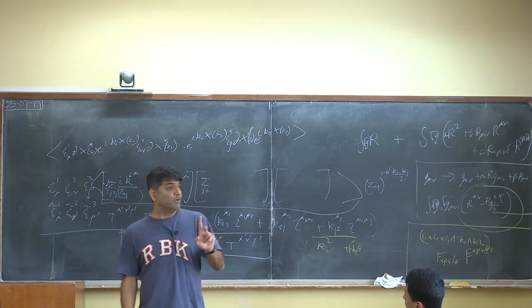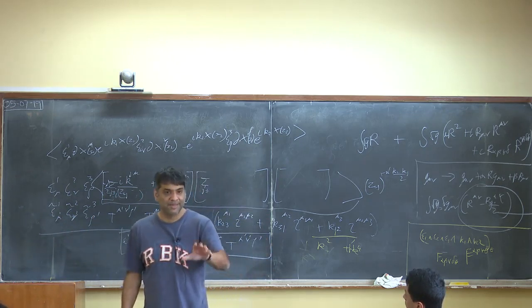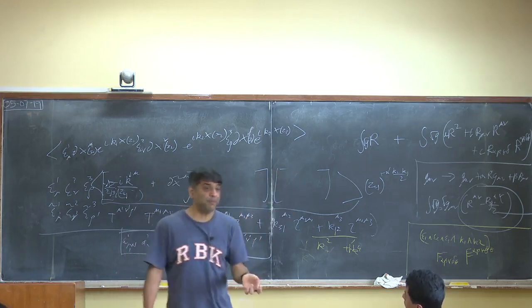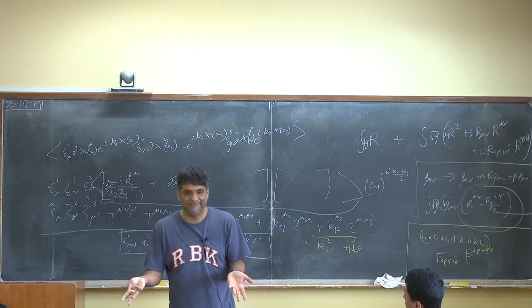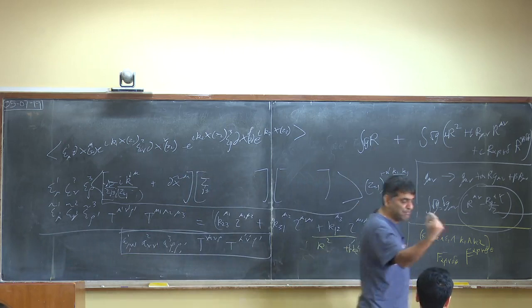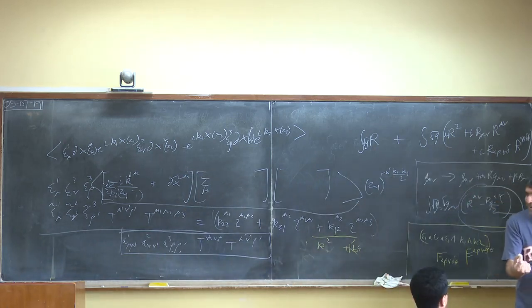But you know, when you have a 1 over k square, the coefficient of that has to be positive in a theory that has unitarity. Because it's the amplitude for producing a particle. And the other is a ghost. The other is some ghost particle.